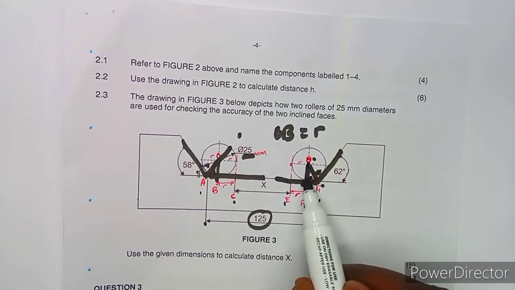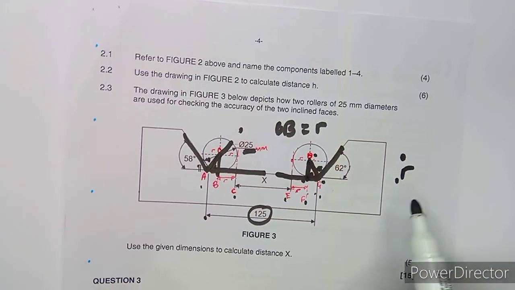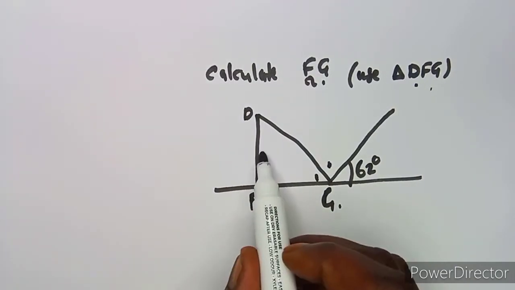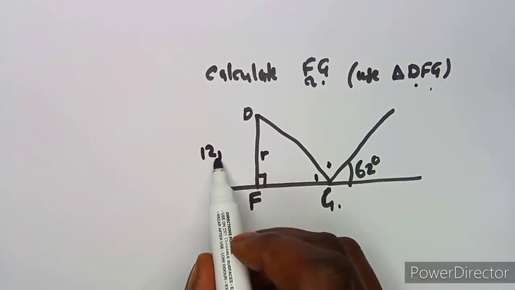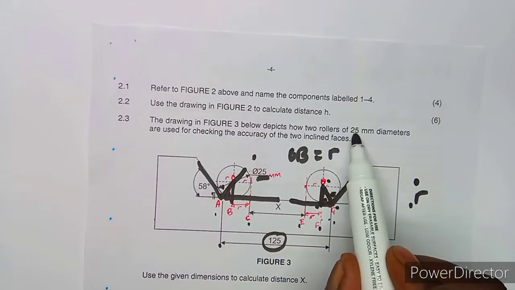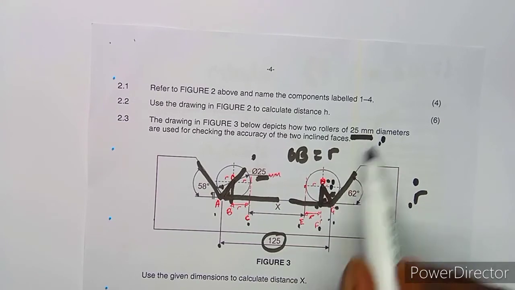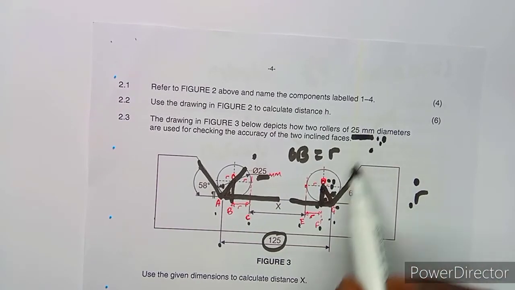From D to F, that is from the center to the circle, that is a radius. So which means here we are going to use the radius. Remember our radius, we said is 12,5 millimeters from the diameter here. Remember these two have the same diameter, two rulers of diameter 25 millimeters each.